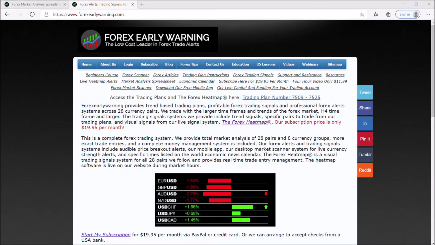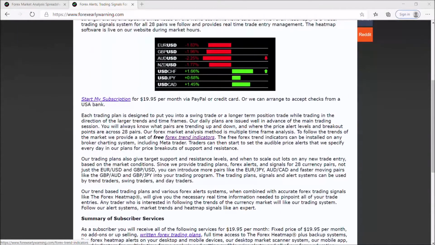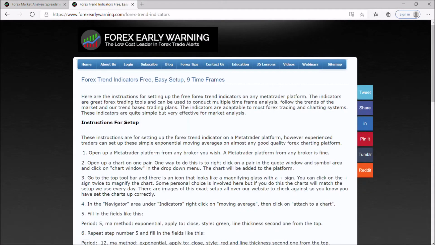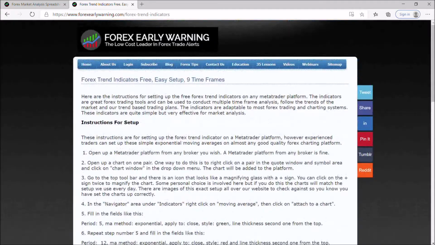To set up your charts, go to ForexEarlyWarning.com, scroll down to where it says Free Forex Trend Indicators, click on that, and it has step-by-step instructions to set up the 5-12 moving averages. That way you can match up with our trading plans and fill out the sheet properly.